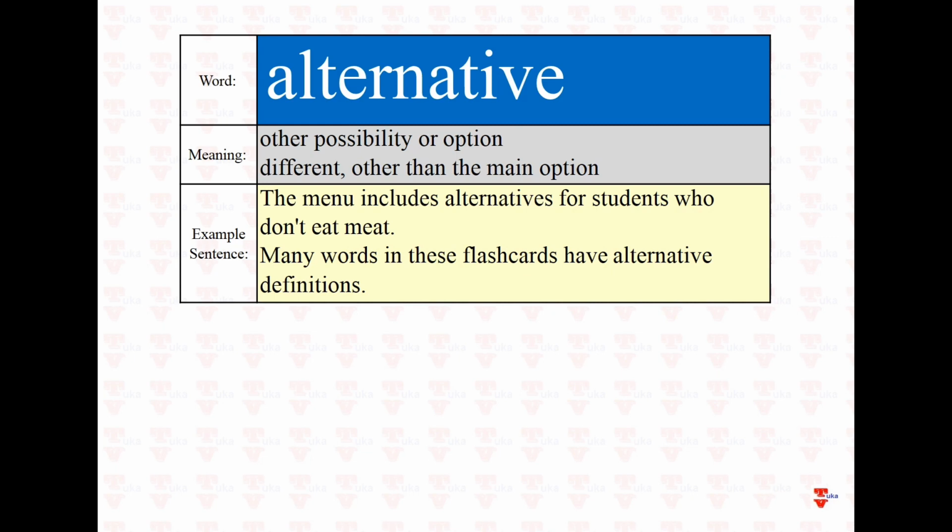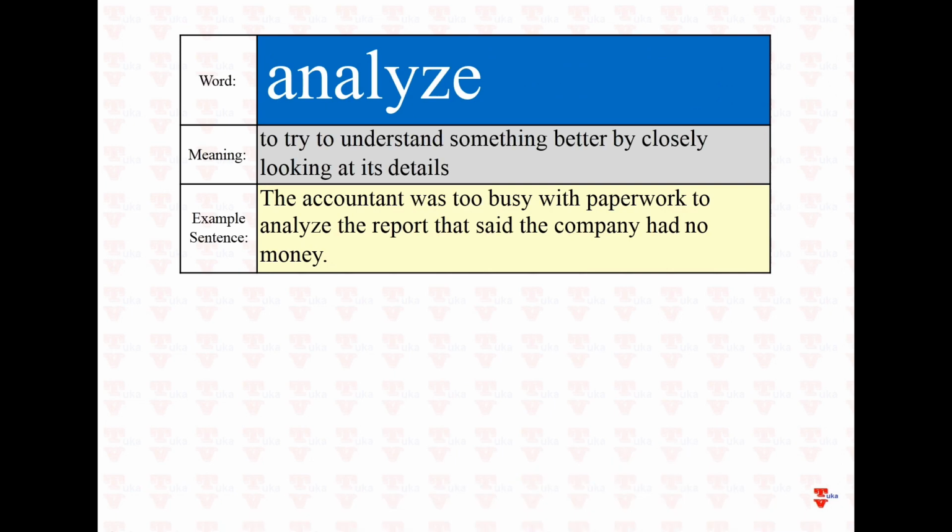Alternative. Other possibility or option, different, other than the main option. The menu includes alternatives for students who don't eat meat. Many words in these flashcards have alternative definitions. Analyze. To try to understand something better by closely looking at its details. The accountant was too busy with paperwork to analyze the report that said the company had no money.